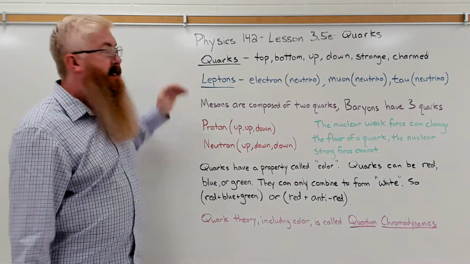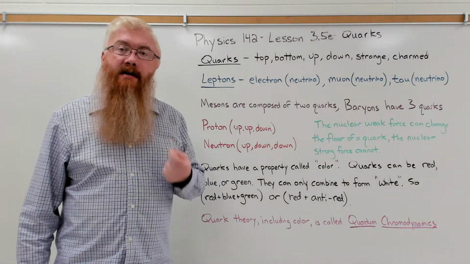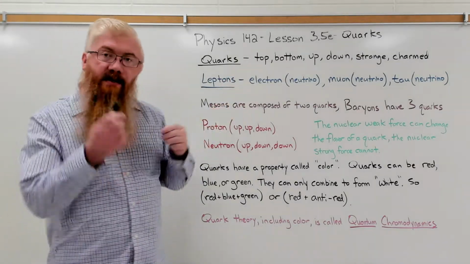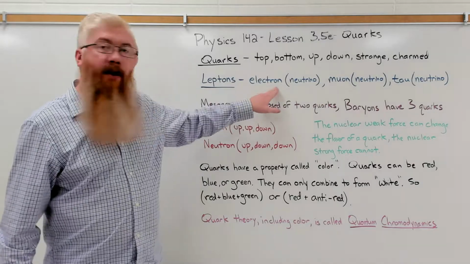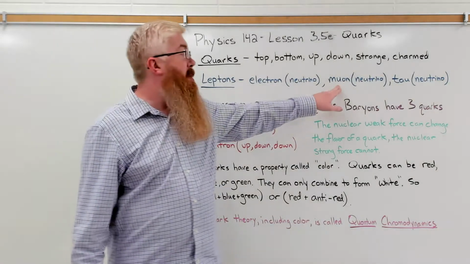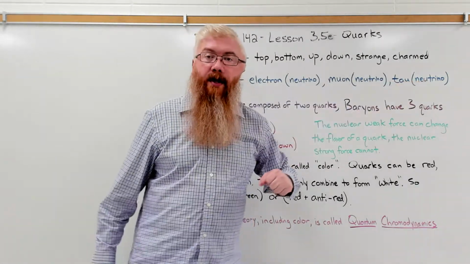There are also 6 leptons. These leptons are also fundamental particles. They cannot be broken up into smaller particles. Like quarks, they're fundamental. There's the electron, which we're all familiar with, and there's an electron neutrino. There's a muon and the muon neutrino, the tau and the tau neutrino.